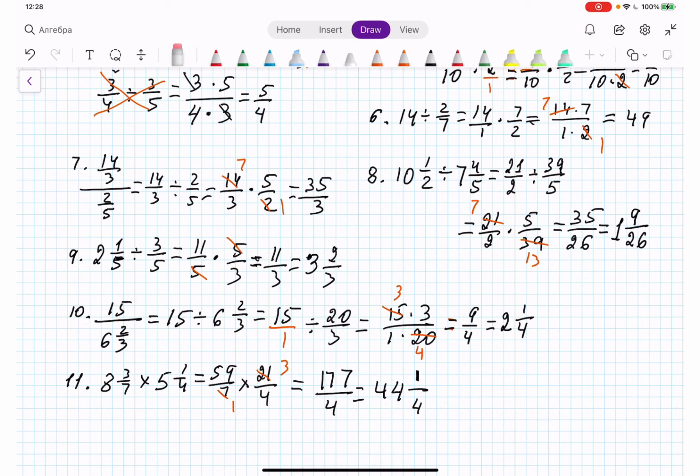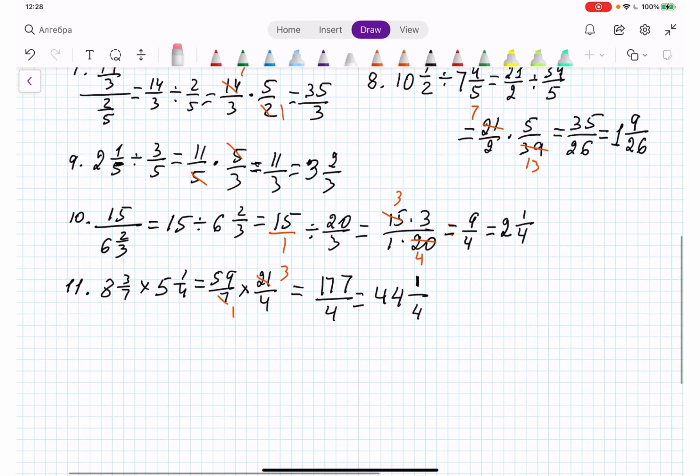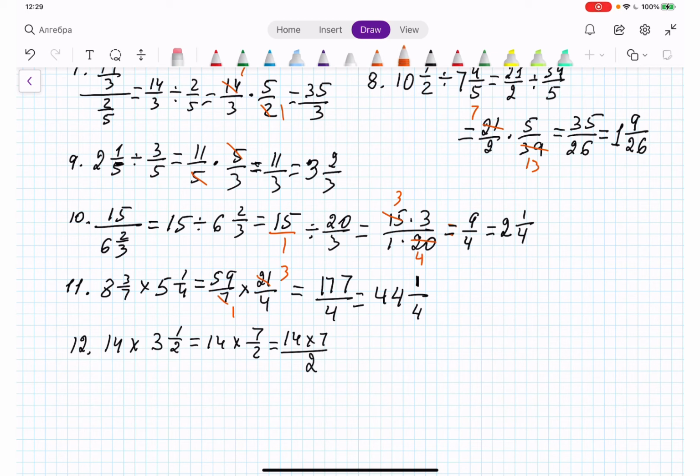Next question, number 12. Okay, here we have the whole number, 14, times the fraction 3 and 1/2. Okay, 14 times 3 and 1/2. 3 times 2 is 6, plus 1 is 7 over 2, which means 14 times 7 divided by 2. This is 1, this is 7, and the answer is 49.